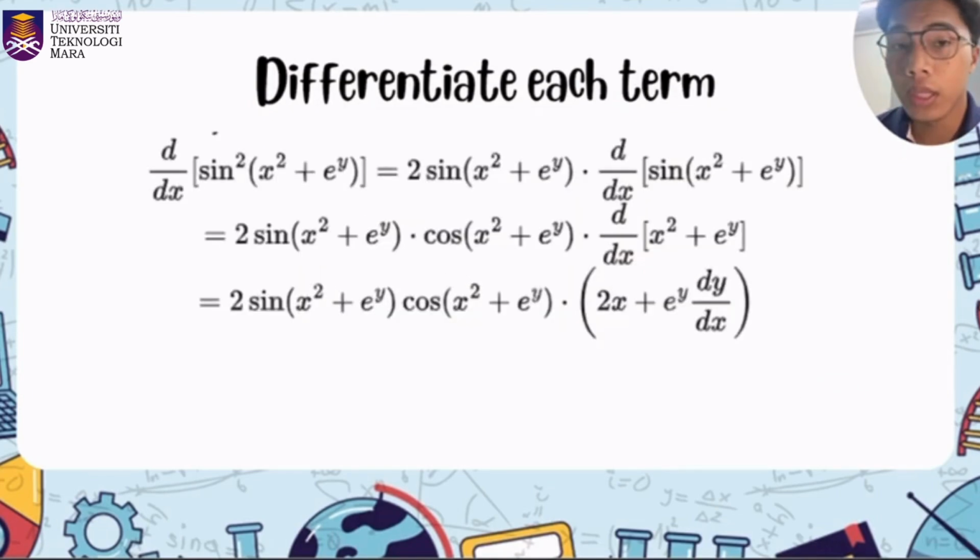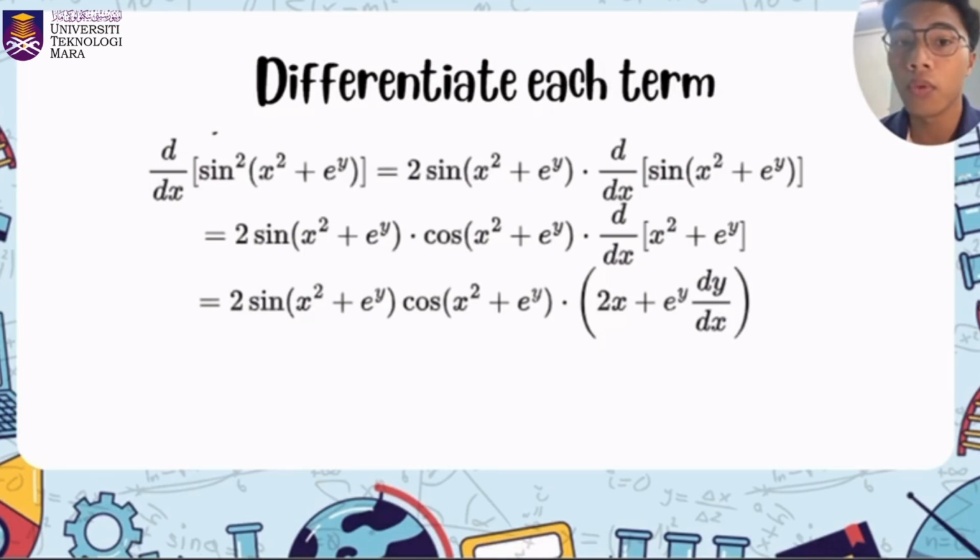So the next one is sin²(x² + e^y). We differentiate the outer part, so we get 2 sin(x² + e^y), and then we differentiate the second part, which is sin(x² + e^y). The derivative of sine is cos, so we get cos(x² + e^y), and then we multiply it by the derivative of x² + e^y, the inner part.